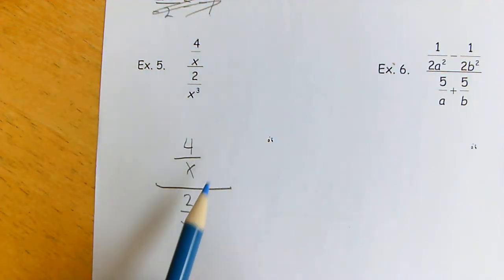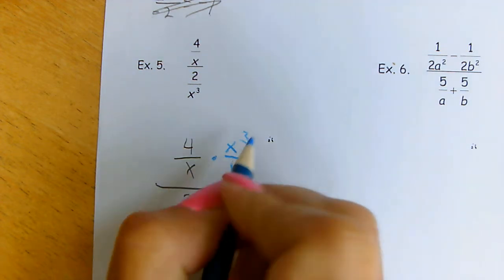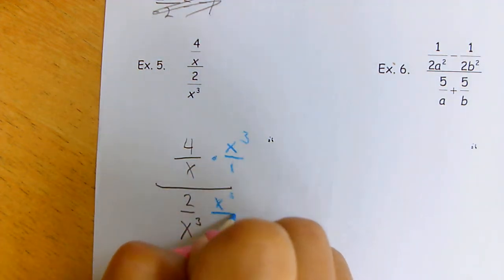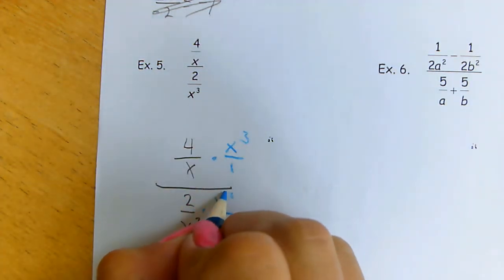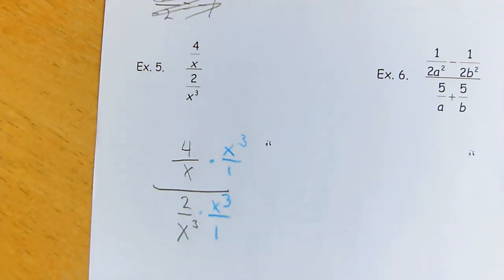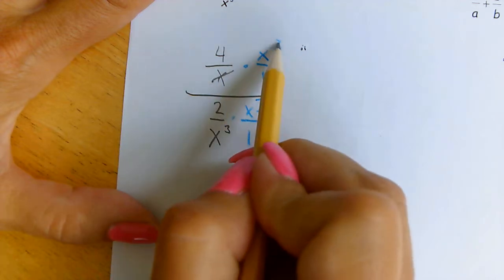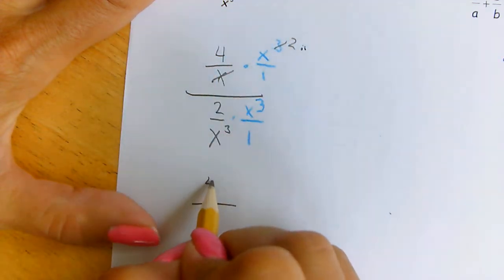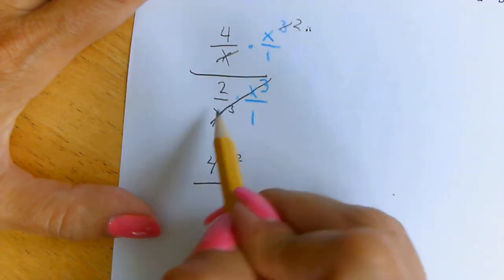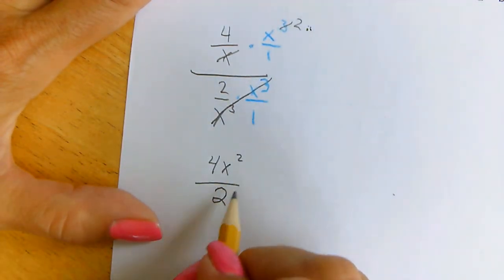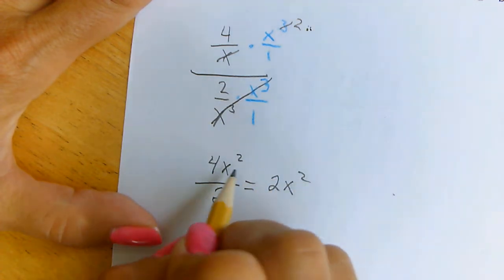Here, my denominators are x and x cubed. So my lowest common denominator is x cubed. Multiply both by x cubed, that's a 3. So 1x goes away. I'll be left with 4x squared. Here, this divides out to 1 whole. So I'm left with just 2. 4 divided by 2 is 2x squared.